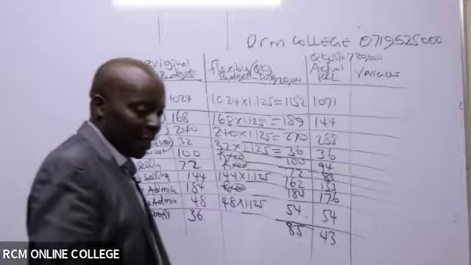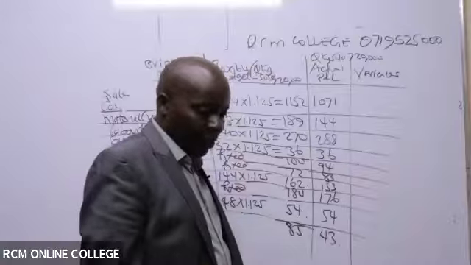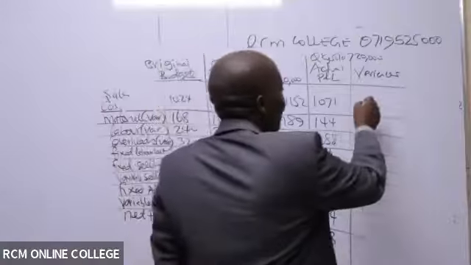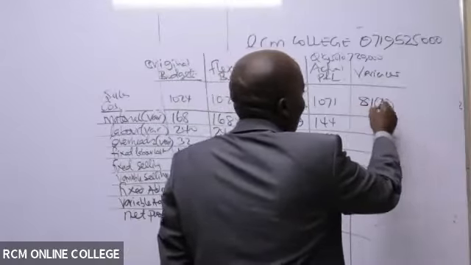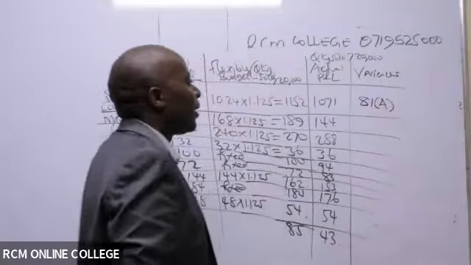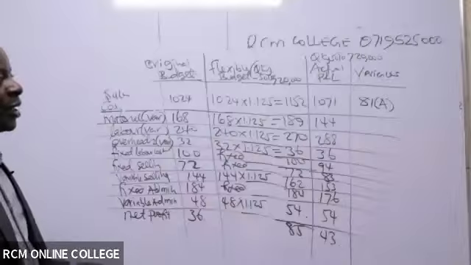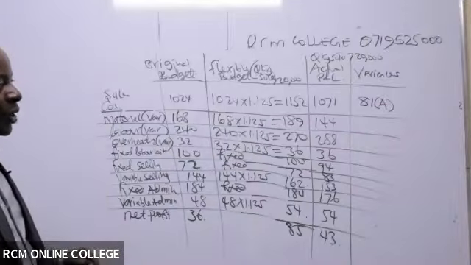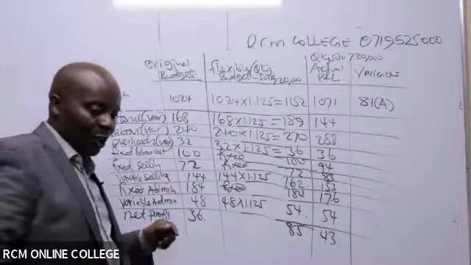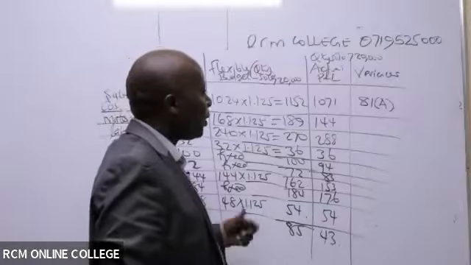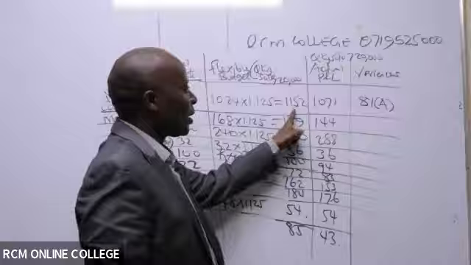What do we have there? So 81 adverse. Remember, for sales, you shall always interpret it in the opposite way. Or you reason here: you had budgeted to sell this, you've sold less.